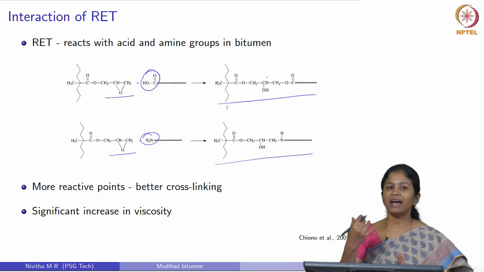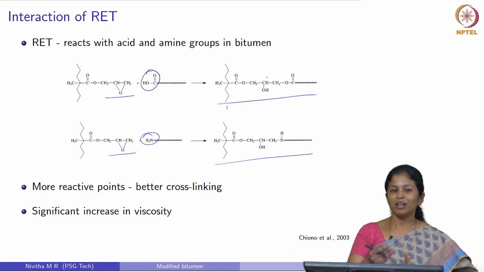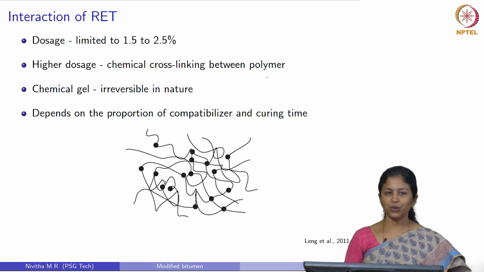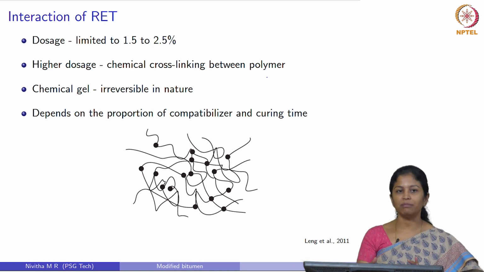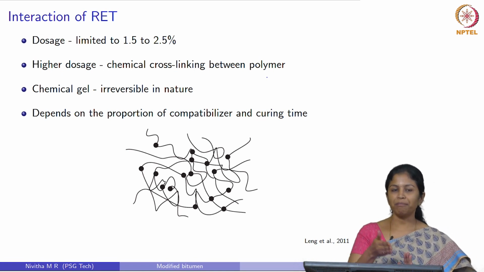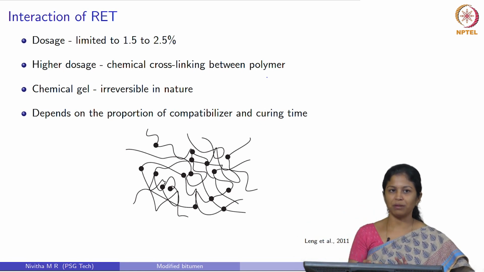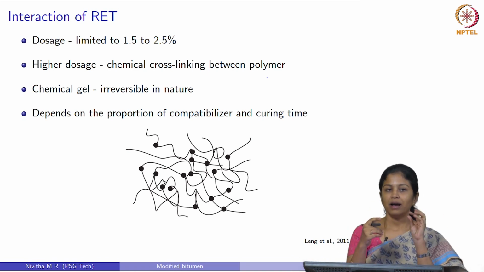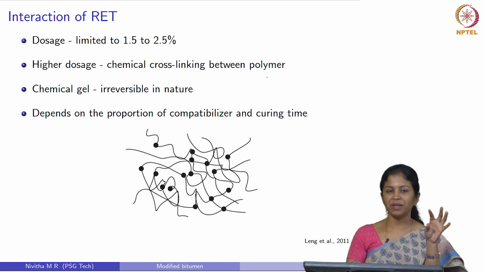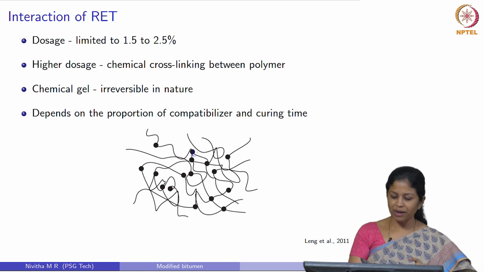So, we have a tendency to consider this as a positive effect, right, more amount of cross linking, so that we have a better increase in stiffness of this property, but it does not happen that way. There is a limit to which this cross linking can be beneficial. People have shown that in the case of reactive ethylene terpolymer, the dosage has to be limited to 1.5 to 2.5%. What happens when the dosage is higher? It kind of forms a number of crosslinks with bitumen, because again we said there are different components in bitumen and we also have different points for cross-linking from the modifier.